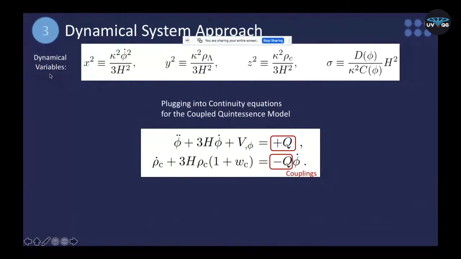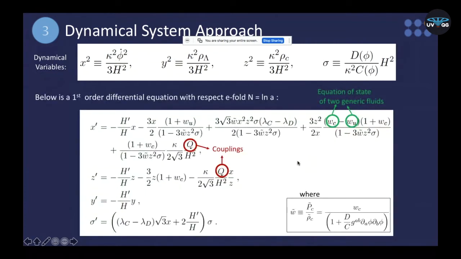Now, we're going to plug in the dynamical variables into the continuity equation, the one that I'm showing now. And also note that the couplings are here. And what we obtain is a system of first order differential equations with respect to the E-fold. So this system is firstly dependent on the two equations of state for the two generic fluids that we have been dealing with and the couplings.